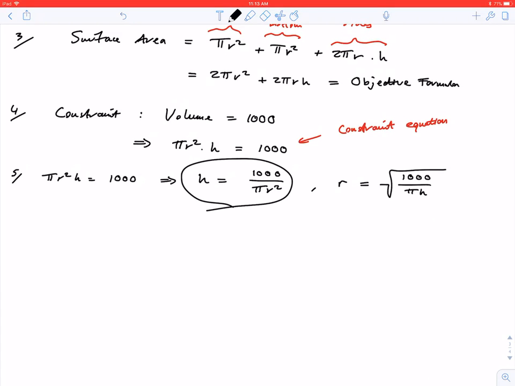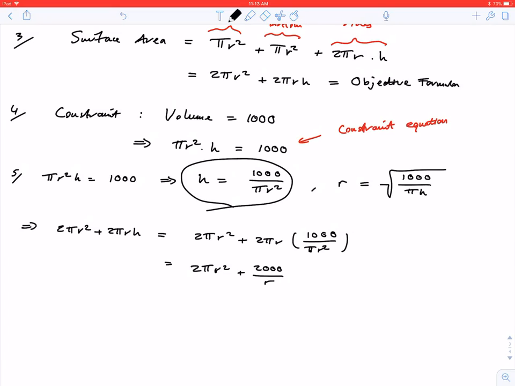So what does this tell me? Well, let's go to the objective: 2 pi r squared plus 2 pi r h. So I'm going to replace h with this. This gives me 2 pi r squared plus 2 pi r times 1,000 divided by pi r squared. Let's tidy this up. This is equal to 2 pi r squared plus 2,000 divided by r.